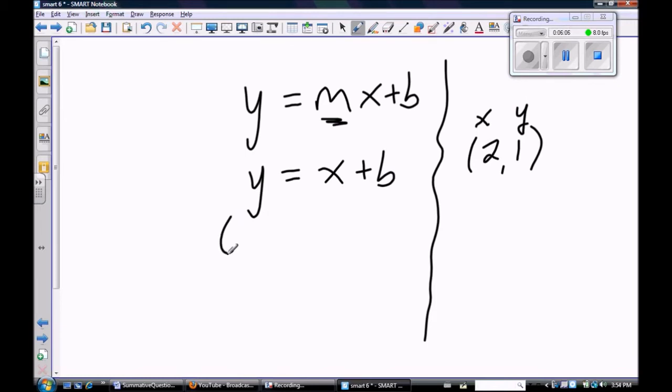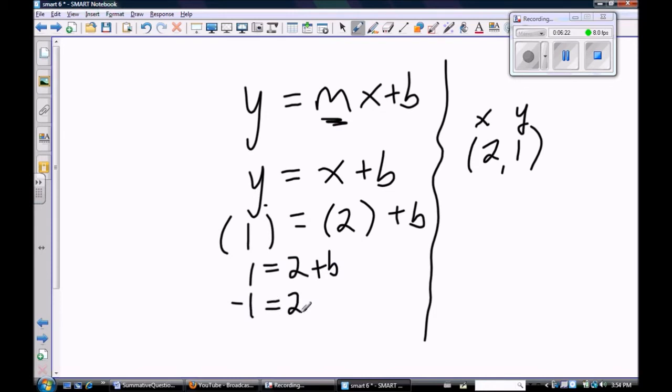So, double substitution. Always substitute with brackets. So x is 2, y is 1. So I have 1 equals 2 plus b. Solve for b. Oops, that's not true. Boy, oh boy. What's going on? See, that's why you do math in pencil, right? Because mistakes happen.